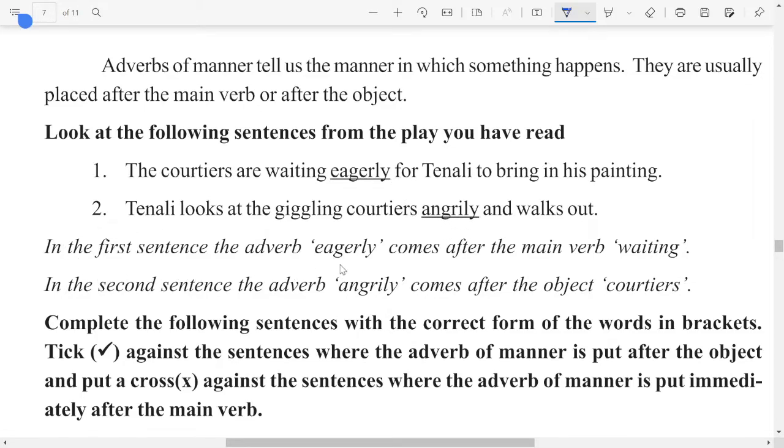So in the first sentence, the adverb eagerly comes after the main verb waiting. So here, this is the main verb. So after that, we can see the adverb here. In the second sentence, the adverb angrily comes after the object.